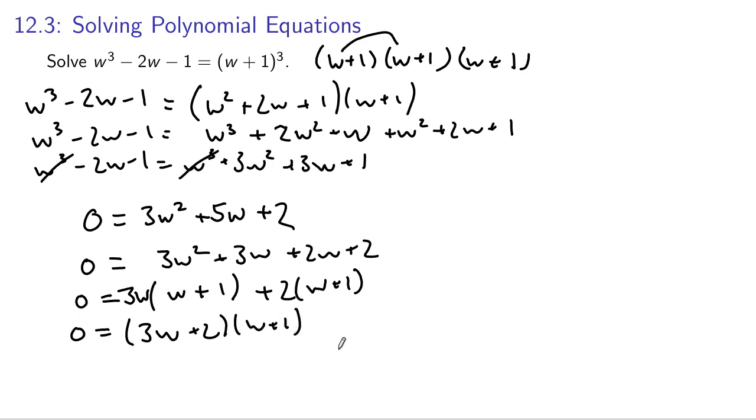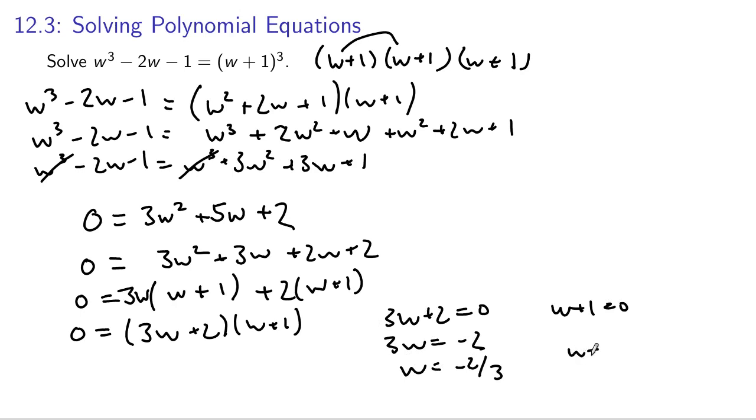And now we can find our zeros from our factors. So using the zero factor principle, we write 3w plus 2 is 0 or w plus 1 is 0. So w would be either negative 2/3 or it would be negative 1.